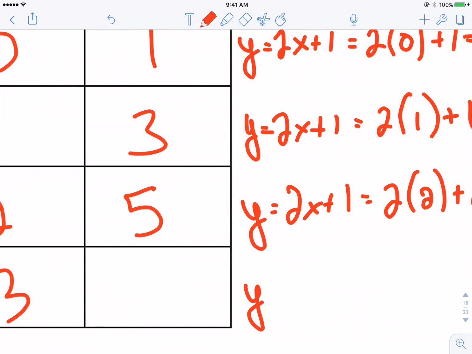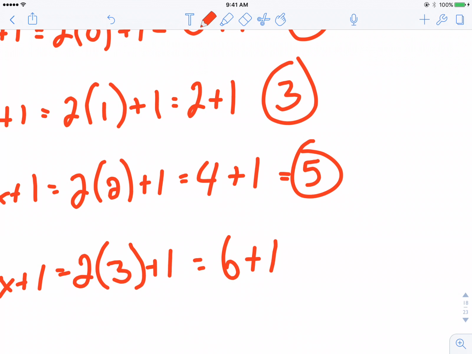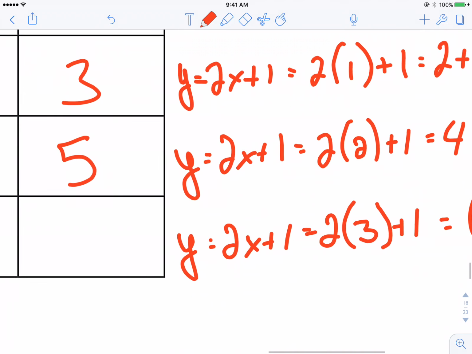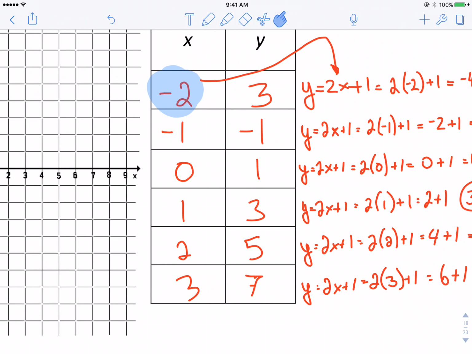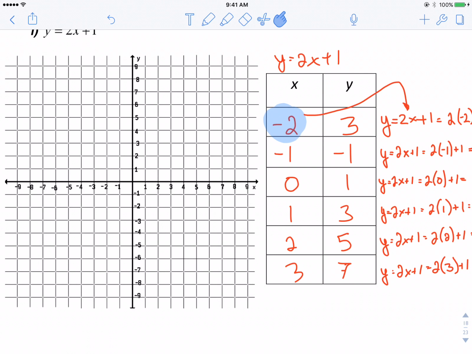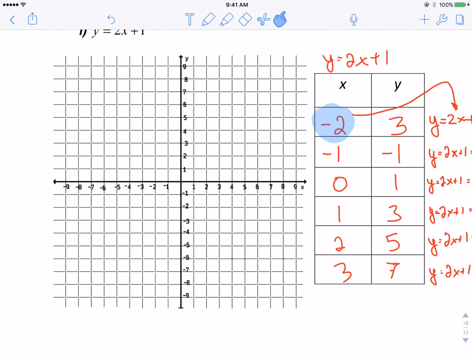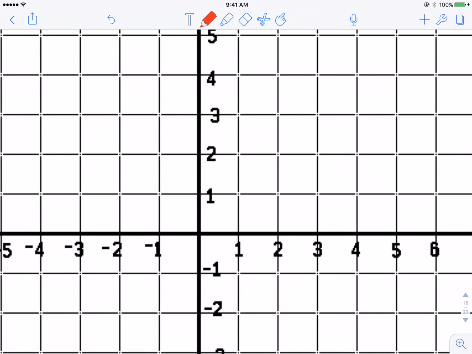Next one was 2, y is equal to 2x plus 1 is equal to 2 times 2 plus 1, which is equal to 4 plus 1, which is equal to 5. Then 3, y is equal to 2x plus 1 is equal to 2 times 3 plus 1, which is equal to 6 plus 1, which is equal to 7. And now I have a table of values that I could very quickly graph. Okay. Well, hopefully very quickly. I'm sure you've had some practice at graphing. So negative 2, negative 3 is a point right here.